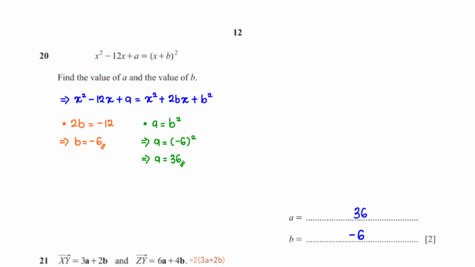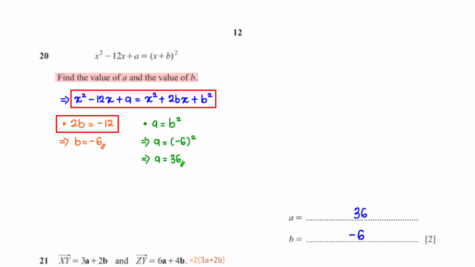x squared minus 12x plus a equals (x plus b) all squared. Find the value of a and the value of b. When we expand (x plus b) squared, we get x squared plus 2bx plus b squared. So now, when we compare the terms on both sides of the equation, we see that for the coefficients of the x terms, 2b must be equal to negative 12. When we divide both sides by 2, we get b equals negative 6.